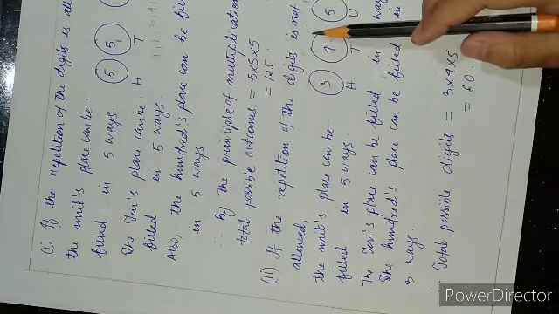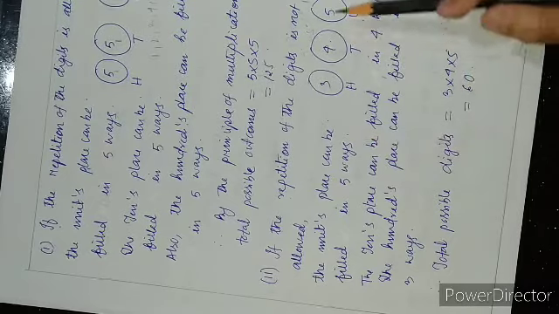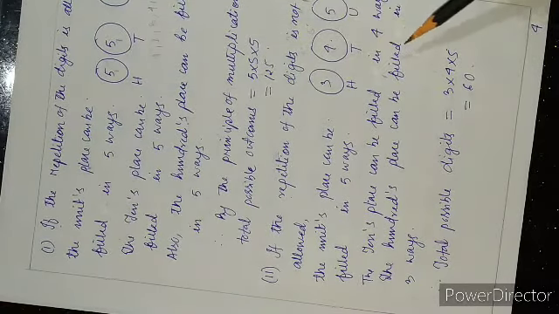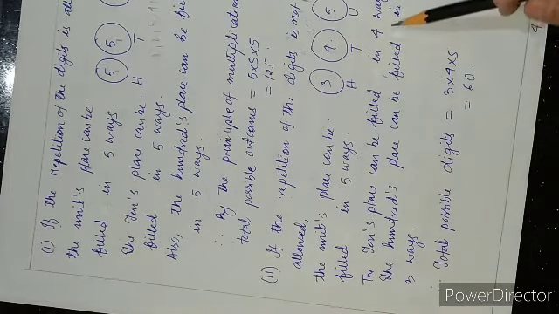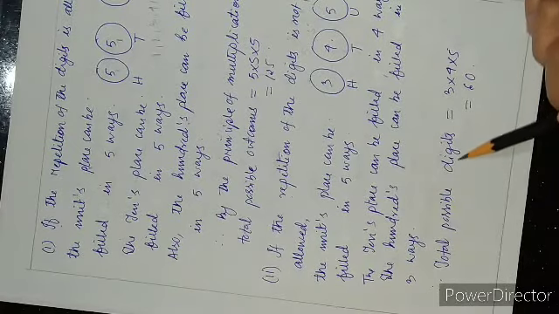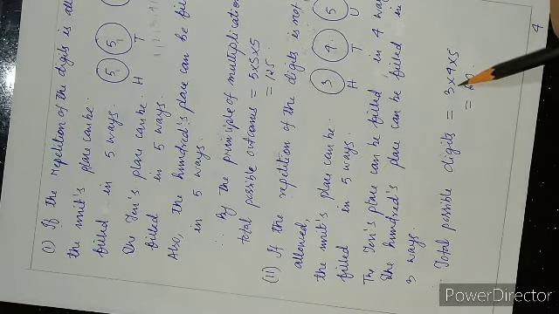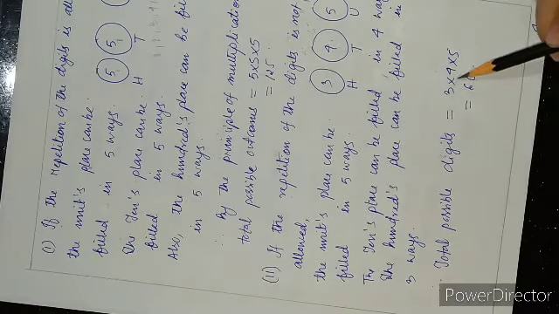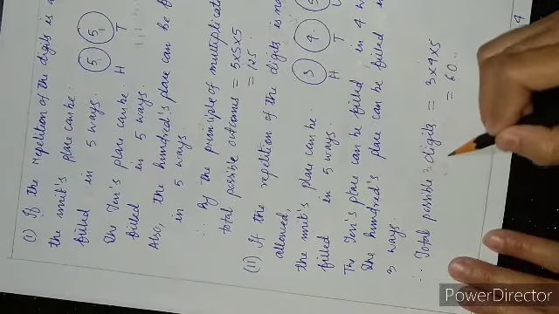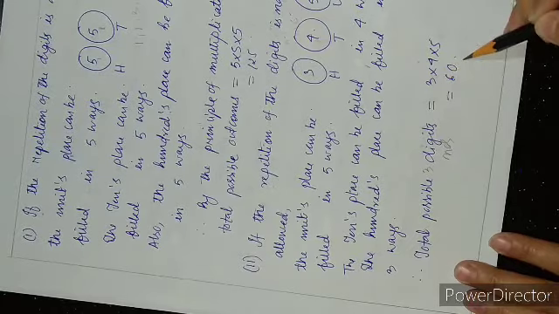If the repetition of the digit is not allowed, the units place can be filled up in 5 ways. The tens place can be filled up in 4 ways. The hundreds place can be filled up in 3 ways, and therefore total possible 3-digit numbers is equal to 3 into 4 into 5, which is 60.